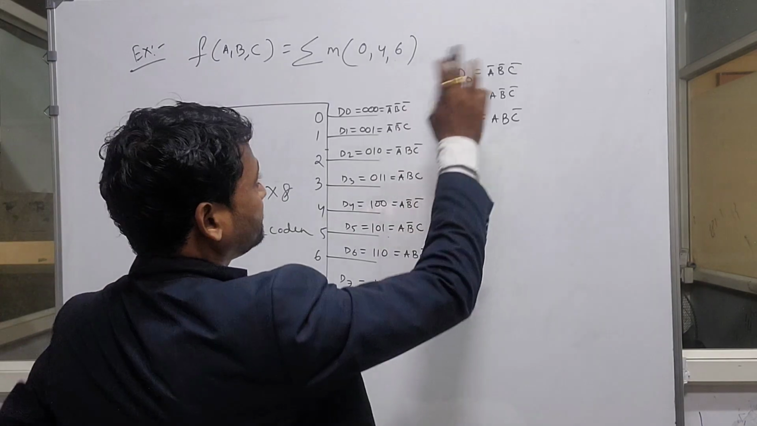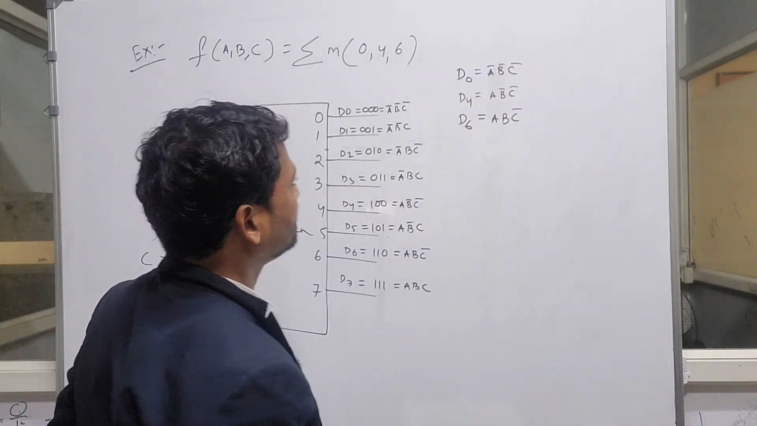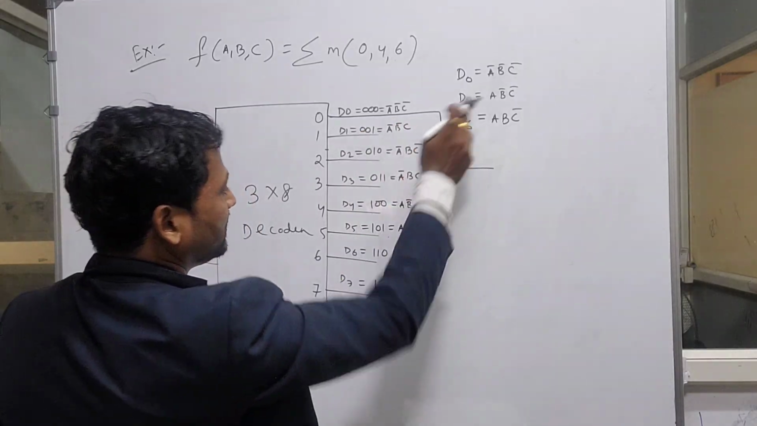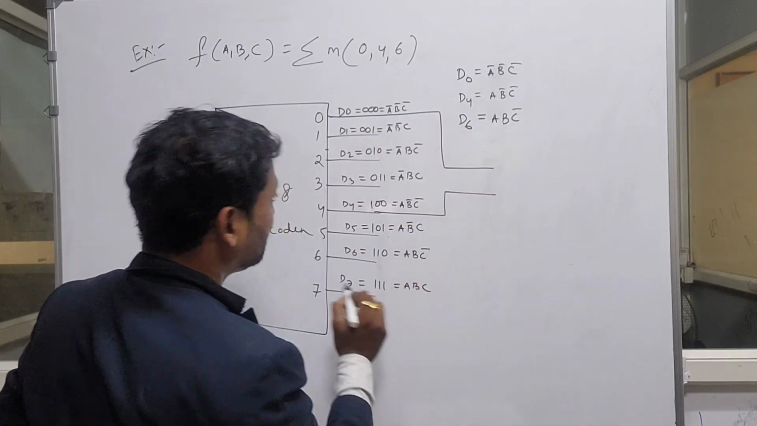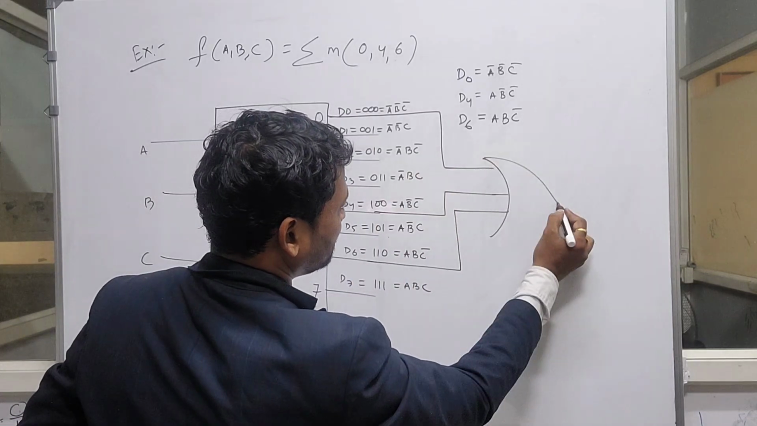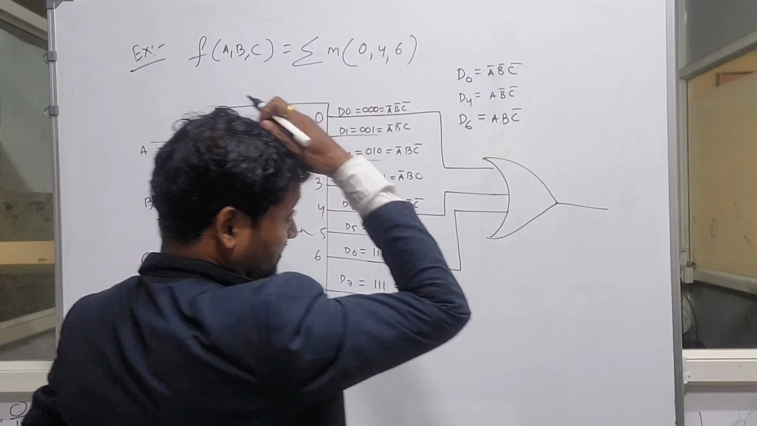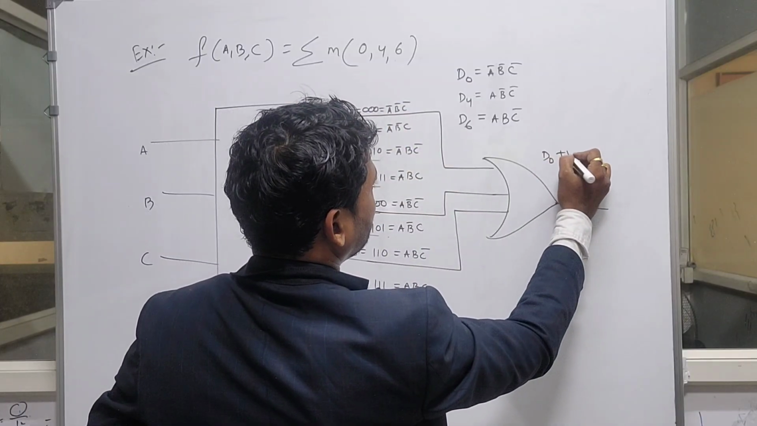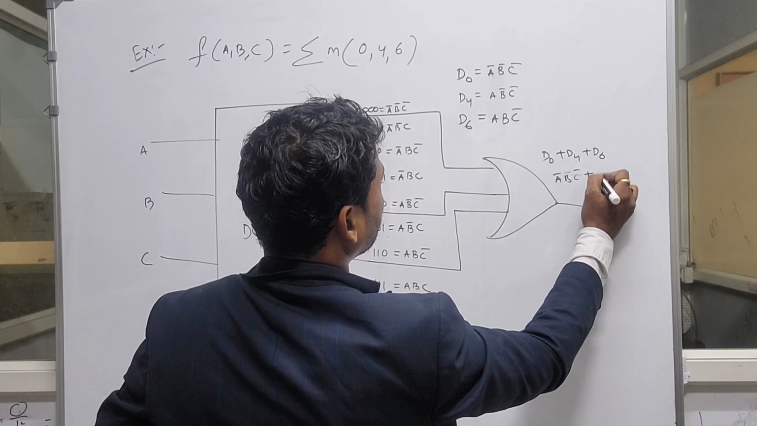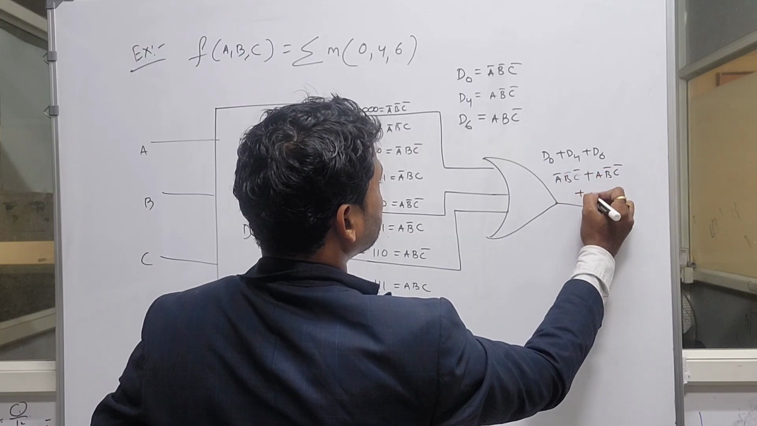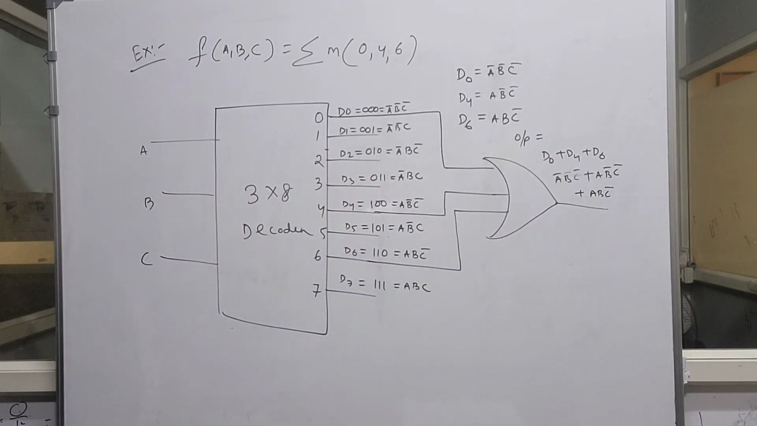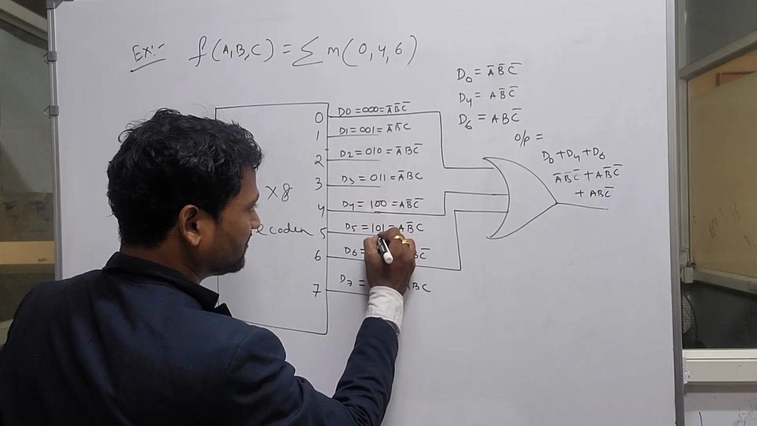So what do we have to do? Simply add them, nothing else. So that means we take one point from here, another point from here and a third point from D6, and we will take an OR gate. We have to add them, and this is the final output. So the output is D0 plus D4 plus D6, that means A bar B bar C bar plus A B bar C bar plus A B C bar. This is the final output. And leave everything else.